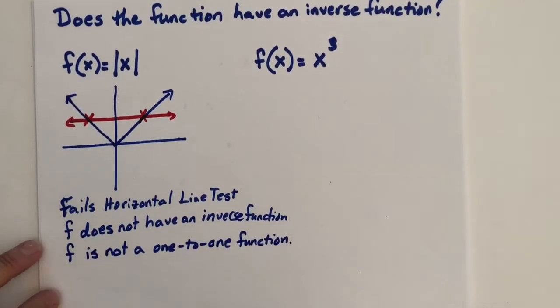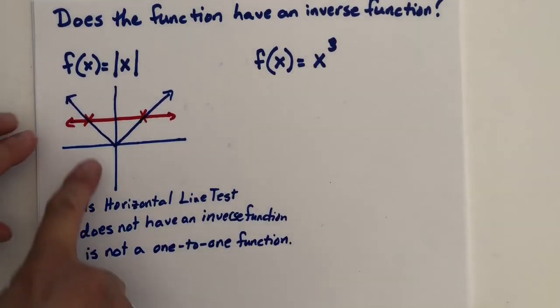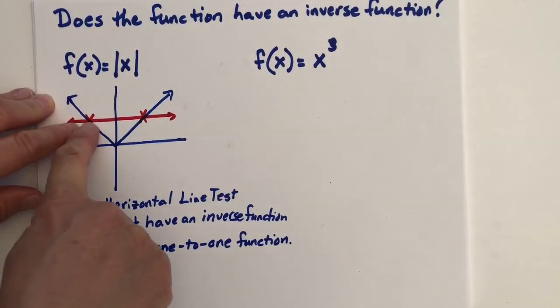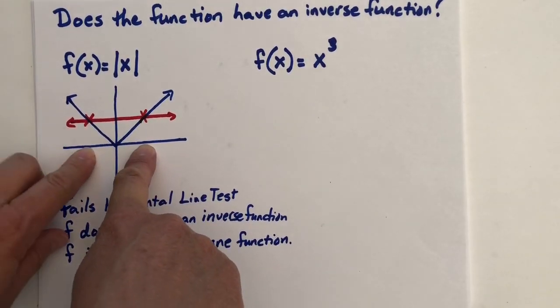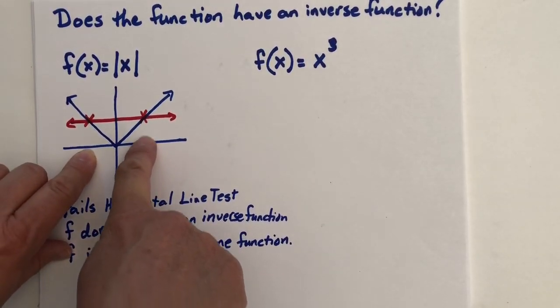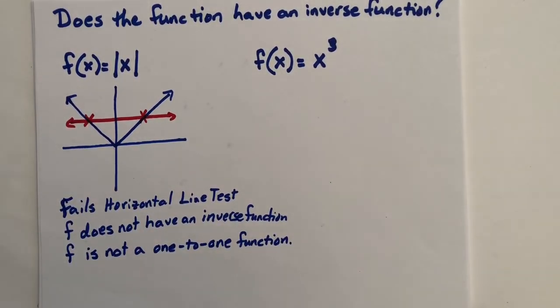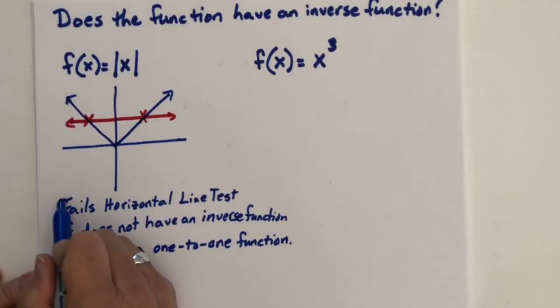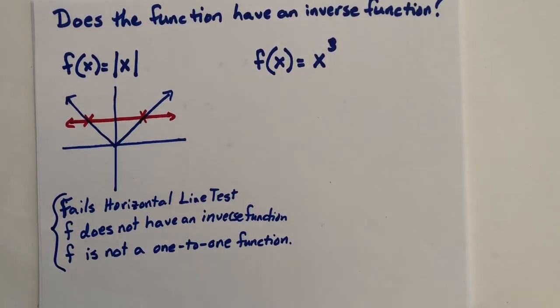A one-to-one function means there is a one-to-one correspondence between x values and y values. Here at this y value of, say, 5, there would be 2 different x values giving you that y value. At 5, you would get 5, and -5, you would get 5. So this is not a one-to-one function. These 3 things go together.